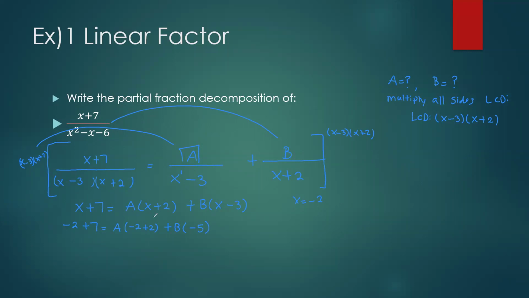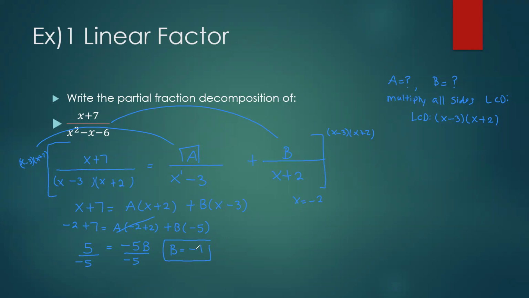Okay, so as you can see, this cancels. So on the right side, you're left with b times -5, which is -5b. And on the left side, -2 plus 7 is 5. Then you solve for b, so you divide both sides by -5. So you get b equals -1.